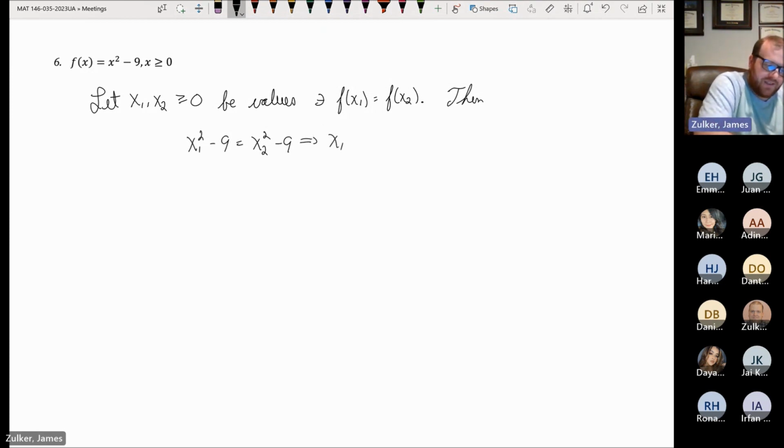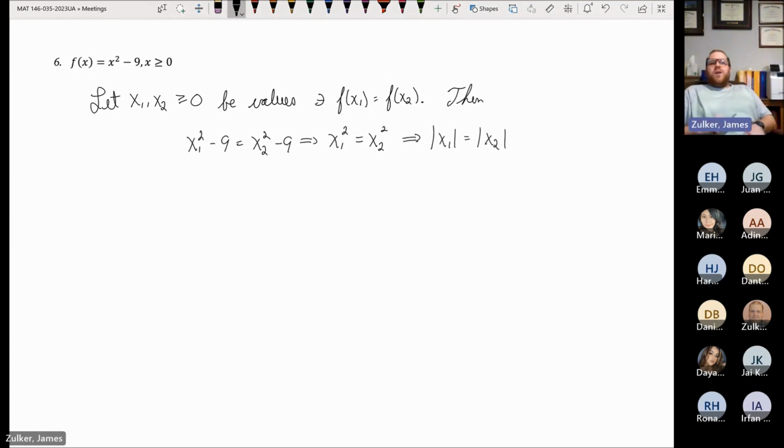Add 9 to both sides. x1 squared has to equal x2 squared. You take the square root of both sides, you wind up with absolute value of x1 has to equal the absolute value of x2. But they are both greater than or equal to 0. Which means that x1 has to equal x2.